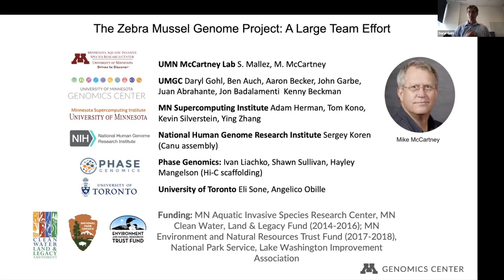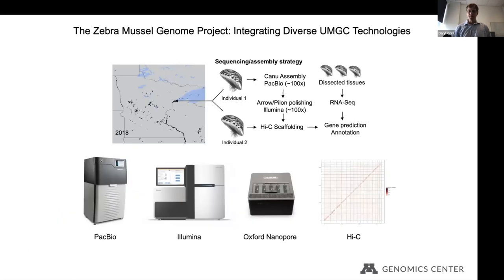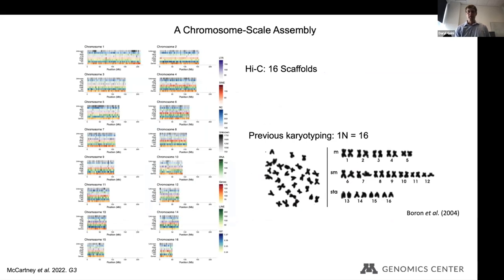And then we also had a number of external collaborators who helped us with different aspects of this project. We made use of a variety of the really cutting edge DNA sequencing technologies that we have here in the University of Minnesota Genomics Center to assemble a really high quality reference genome. We generated this chromosome scale assembly where we ended up with 16 scaffolds, which correspond to the 16 chromosomes that zebra mussels were known to have from other karyotyping methods.